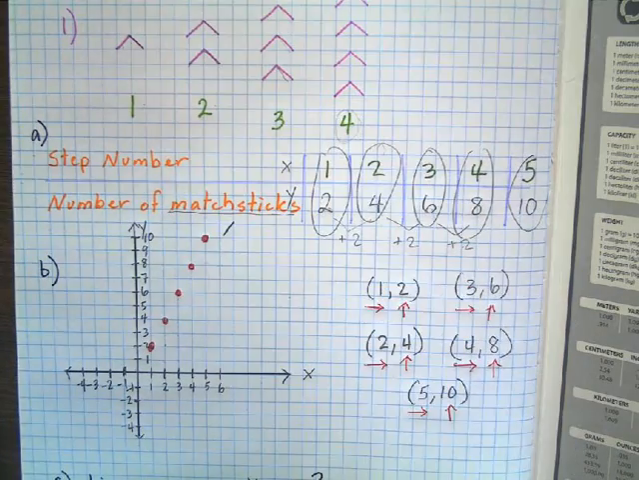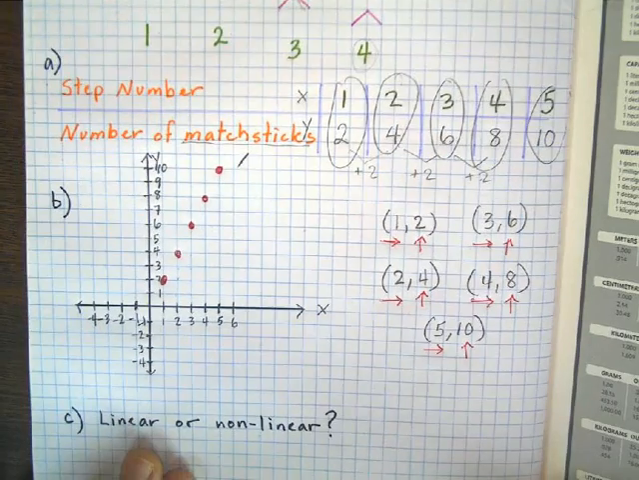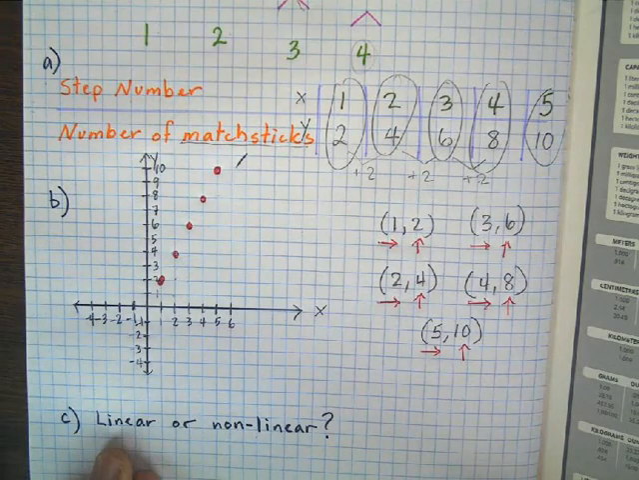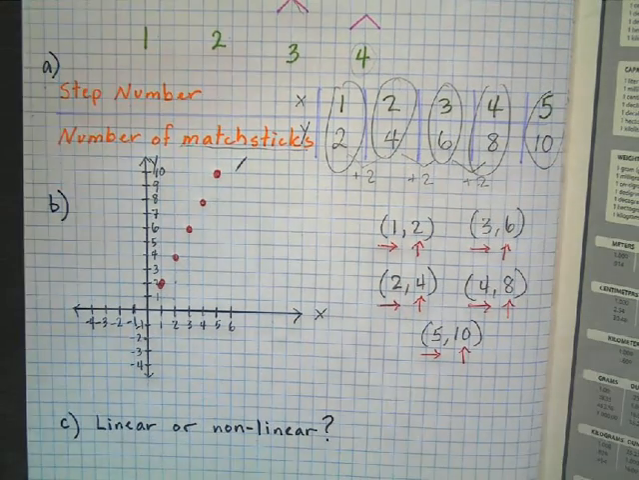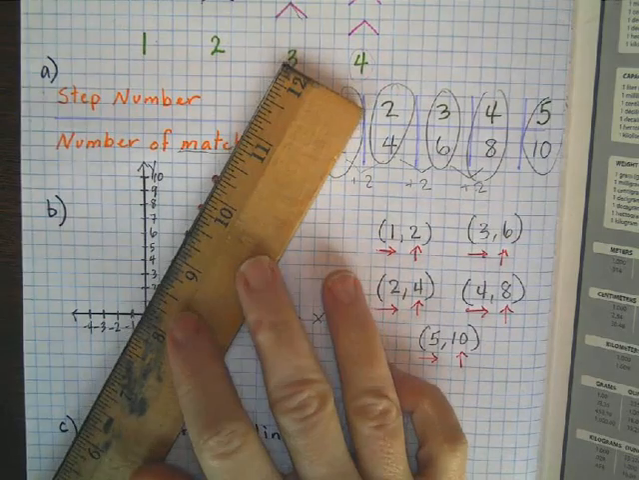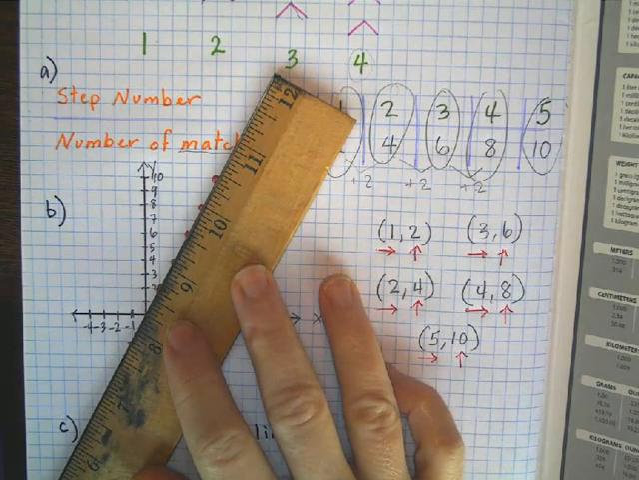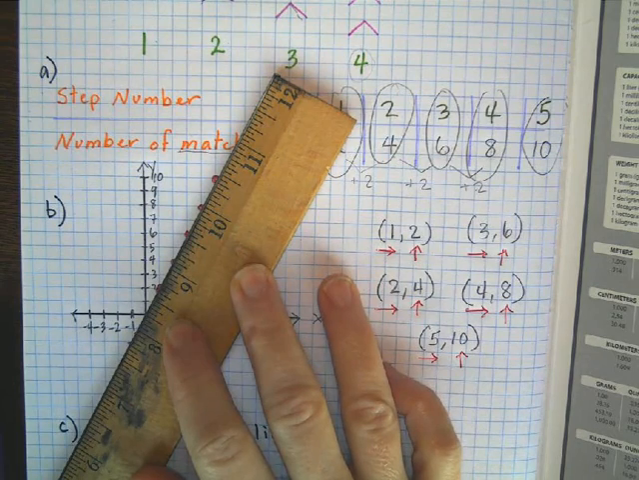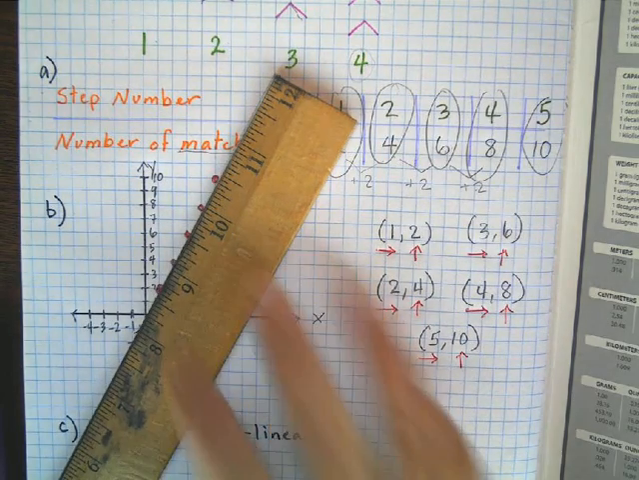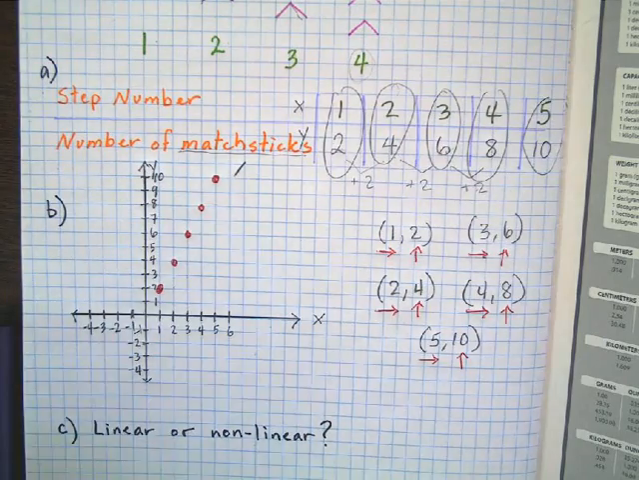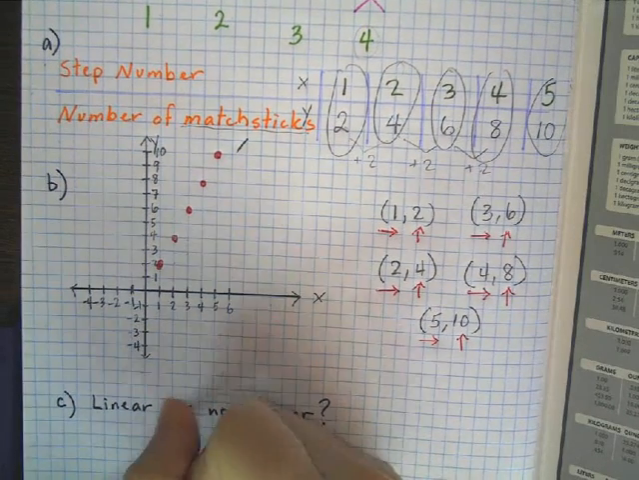Okay, is this relationship linear or is it nonlinear? So if I take my ruler, does it hit all the points? Could I make a line? Yes, I could make a line. The dots form a straight line. So is it linear or nonlinear? It is linear.